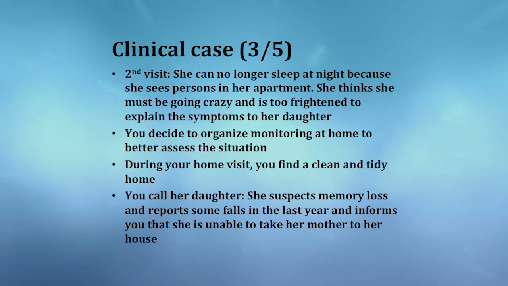In the second visit, she can no longer sleep at night because she sees persons in her apartment. She thinks she might be going crazy and is too frightened to explain her symptoms to her daughter. You decide to organize monitoring at home to better assess her situation. During your home visit, you find that the home is clean and tidy. You call her daughter, who suspects memory loss and reports some falls in the last year, and informs you that she is unable to take her mother to the doctor.